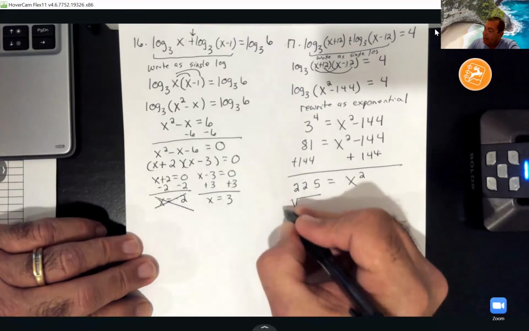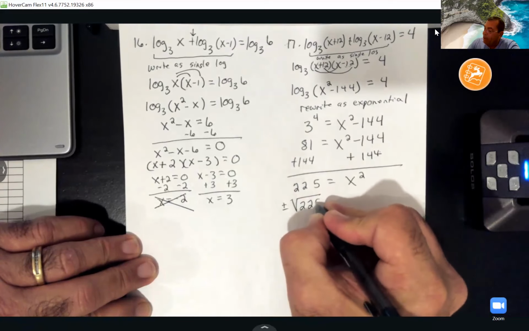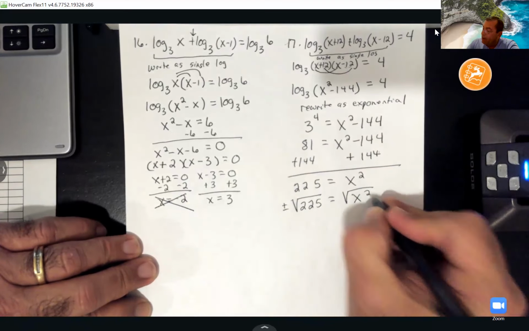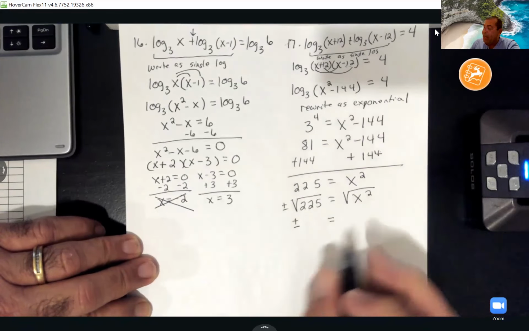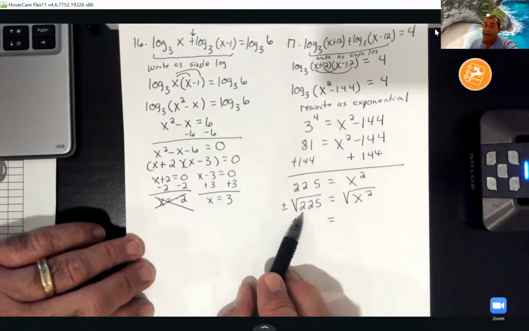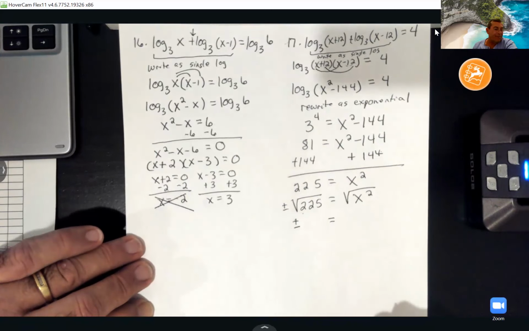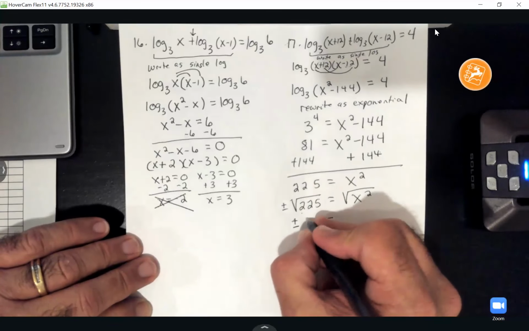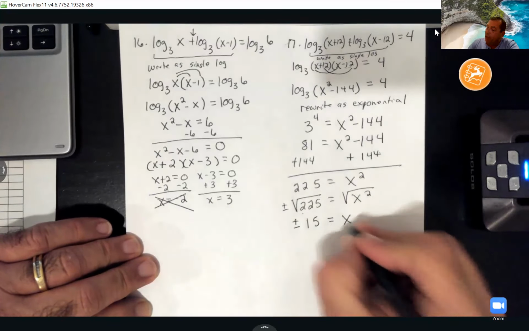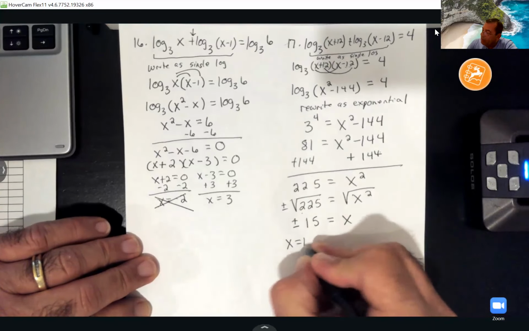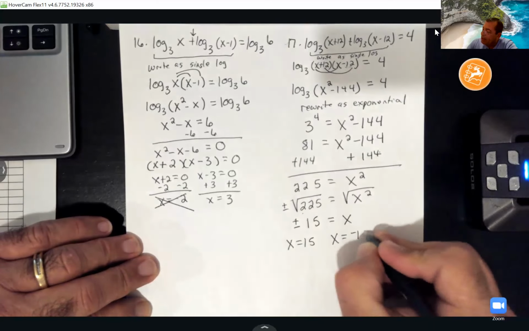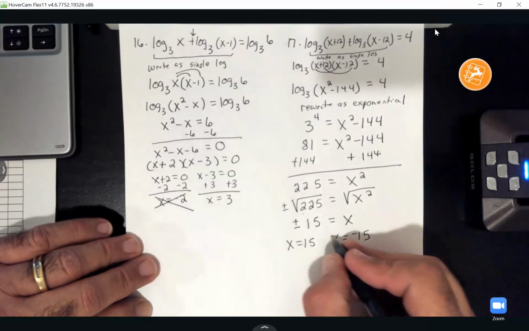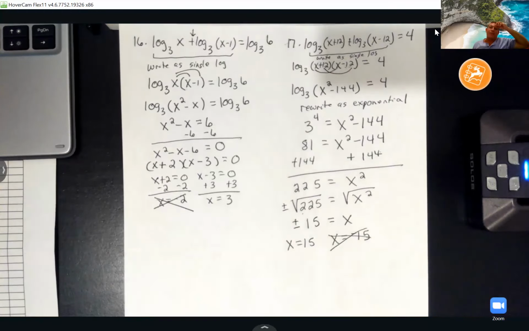So now we're going to take a square root. And remember, square roots come up as positive or negative. So y'all, this will give me a positive or negative. What is the square root of 225? 15. So we get plus or minus 15 equal to our x. So that means x equals 15, x equals negative 15. But my final answer is positive 15. So kick out that negative 15.